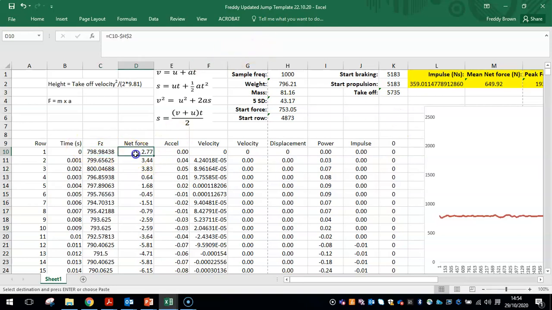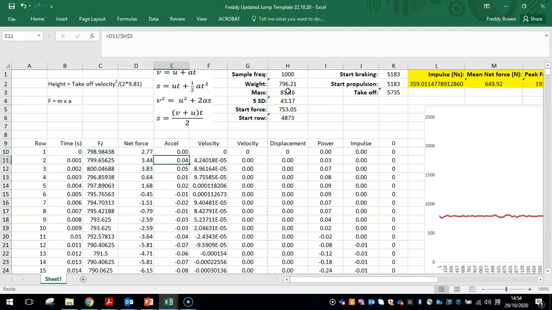So to get the net force, that's what we describe as the total force that we see minus their body weight. So get that number there minus their weight, which is the standing weight, the force that we get on the force plate before they start moving.